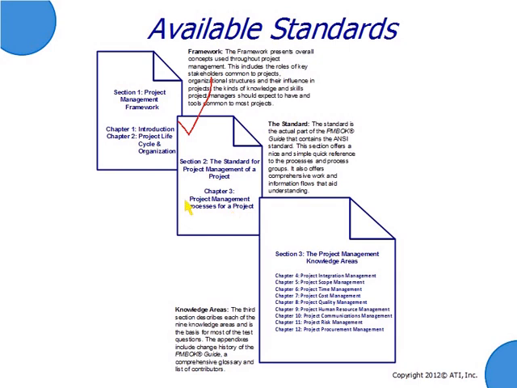For a project, this is the section that gives you the information on how you work together in a project. And I don't mean how you work together as people, but how the steps fit together in managing a project. And in this last section that you see, section 3, the project management knowledge areas, these are located in chapters 4 through 12 of the PMBOK guide.